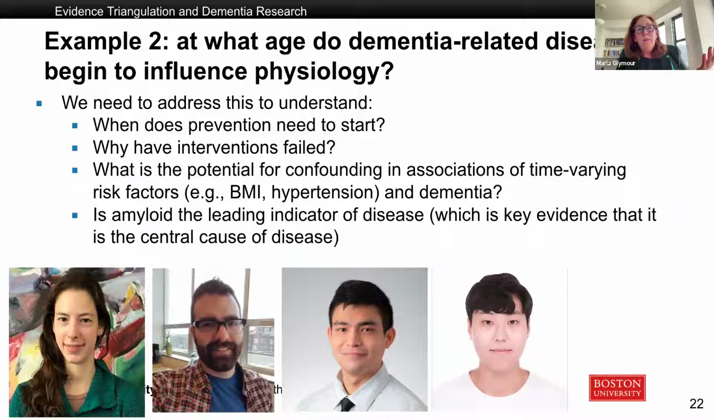There is a potential for confounding in associations of time-varying risk factors, such as BMI, body mass index, and hypertension. We need to understand when reverse causation starts in order to understand what would be a sufficient set to identify causal effects of these time-varying exposures. And also very much a topic of controversy is the role of amyloid as the leading indicator of disease. And that has been important.